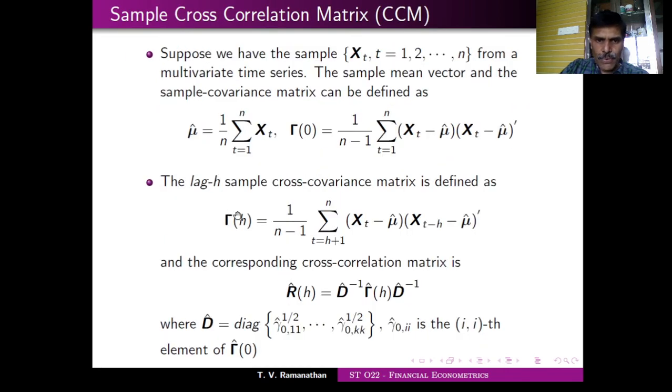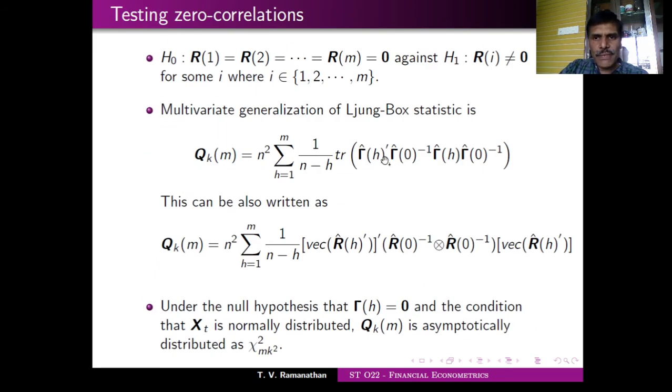So this is defined, this is defined. We can just simply compute the trace of this, and then it is proved, those proofs I am avoiding, that this has a chi-square distribution with mk squared degrees of freedom when these are all 0. This being 0 is essentially the same as this being 0, because this is the covariance, and so the correlations can be tested.